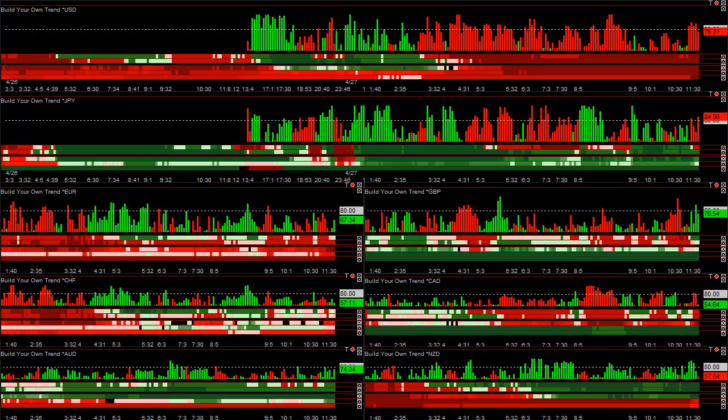But what trend? The 5-minute trend can be up, the 30-minute trend can be down, the daily trend can be up, the weekly trend can be down, the monthly trend can be up. Which trend do you trade on? Well, that depends on your time frame.